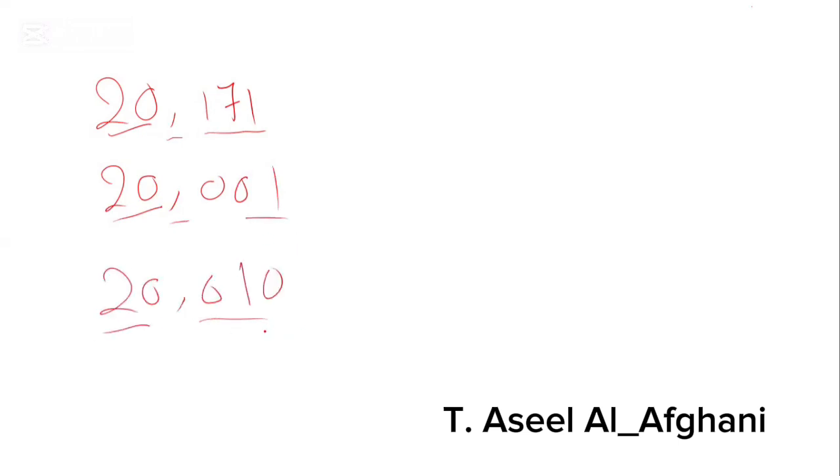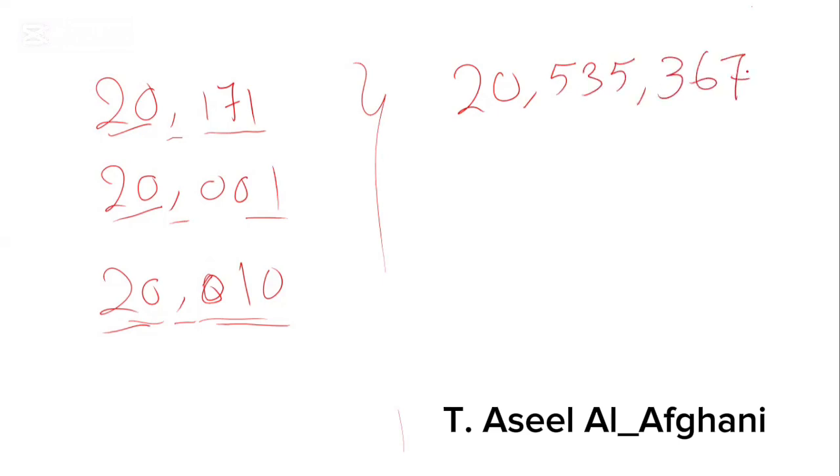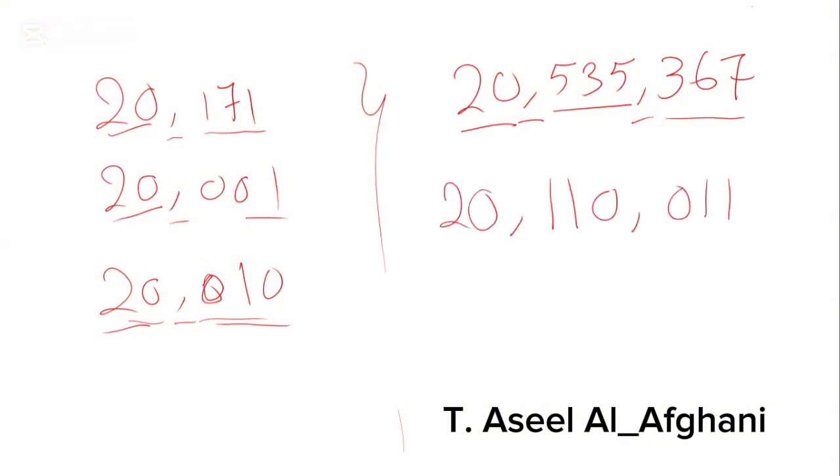That's 20,171. But this, 20,001. Okay, what about this? 20,010, right? This is 0, by the way. 20,010. Okay. Now, the same story for multiples. 20,535,367. What about this? 20,110,011.